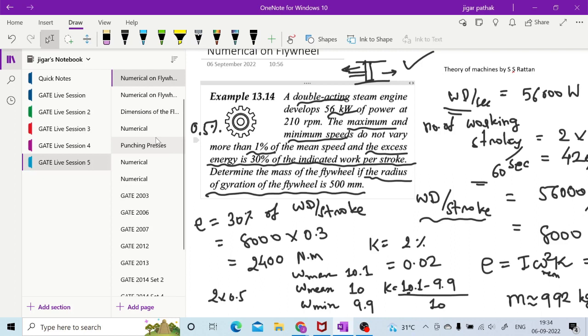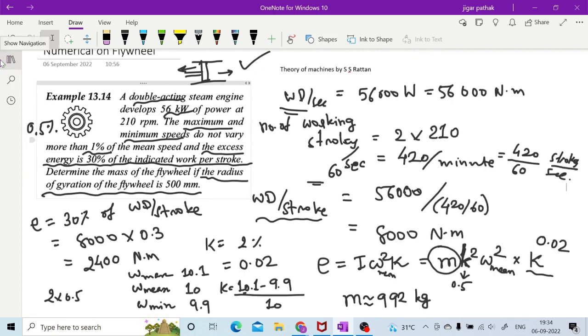Okay. Sir, what is the value of mean speed here? Sorry. Mean speed, omega mean. Omega mean, from this RPM given, is 2 pi N by 60, where N is 210. So omega mean will be 2 pi into 210 by 60. Okay. Thank you, sir. Okay.